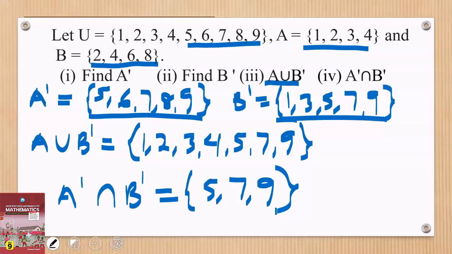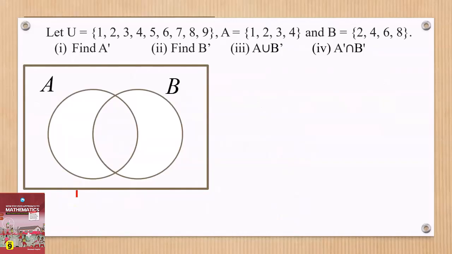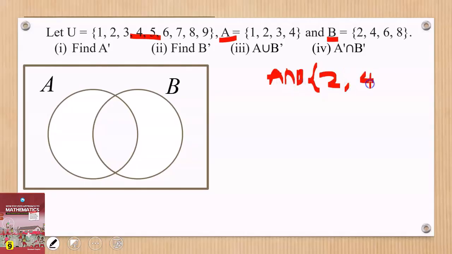So that is that. This same question can be answered using the Venn diagram. So what we are going to do is represent all this information that we have here on the Venn diagram. First of all, let's see whether we have an intersection between A and B. And yes, we have, because you can see that A intersection B will give us 2 and 4. So we first have to represent 2 and 4 in the intersection position. Now, after doing that, what is left in A? The elements left in A will be 1 and 3.